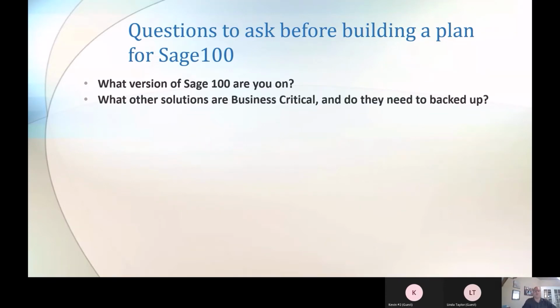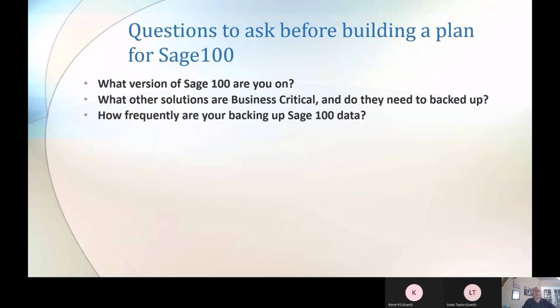What other solutions are business critical and do they need to be backed up? So, simple things like email, if you're using Exchange on premise still, or is it cloud? That'd be a question that you ask yourself. But what are those other mission critical business applications that you utilize? And again, are you backing up or capturing the version and the data, and making sure that they're backed up, so again you can get up as quickly as possible for that disaster or problem to happen.